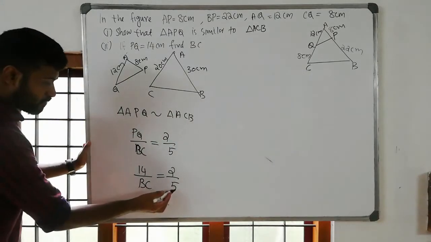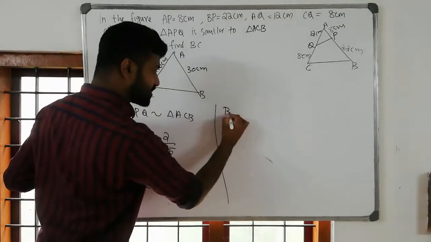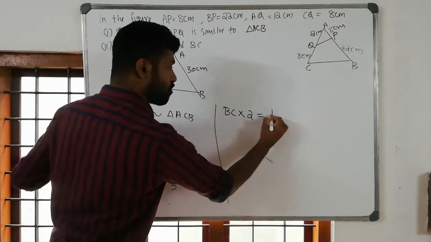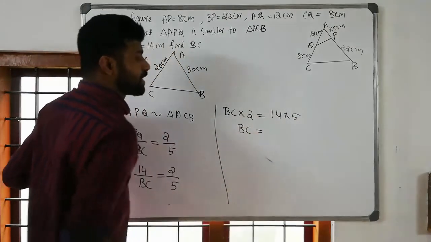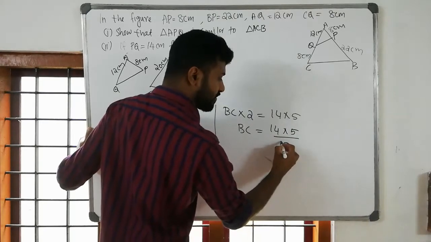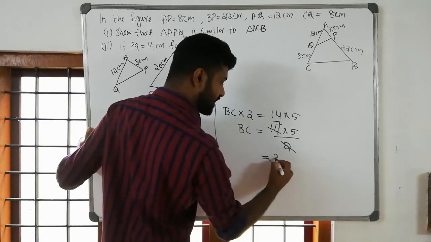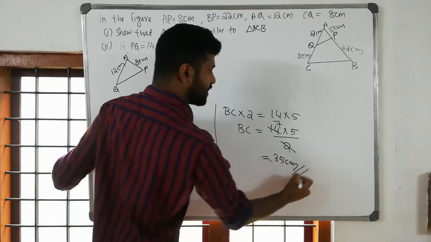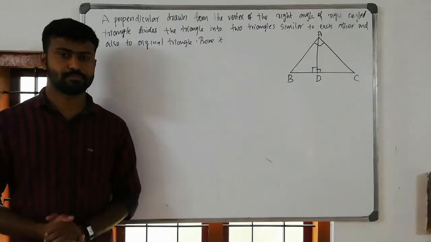Then when we cross multiply, we will get BC into 2 is equal to 14 into 5. When we transfer this 2 to the right side, we get 14 into 5 divided by 2. When we cancel 2 and 14, we get 7. 7 into 5 is 35 centimeter. Therefore, the length of BC is equal to 35 centimeter.